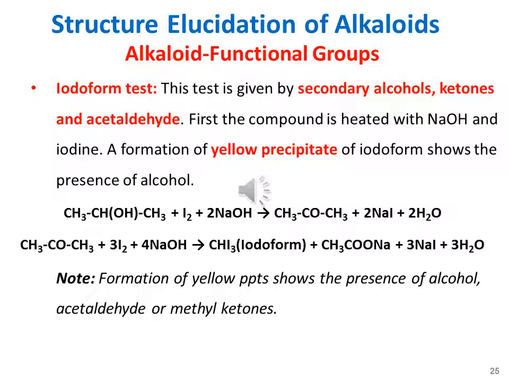For example, here you may see that 2-hydroxypropane (isopropanol) is heated with iodine and sodium hydroxide. It first forms the acetone, which upon reacting with the iodine and sodium hydroxide gives the iodoform and sodium acetate. Note that the formation of yellow precipitates shows the presence of alcohol, which is a secondary alcohol, and acetaldehyde or methyl ketone.